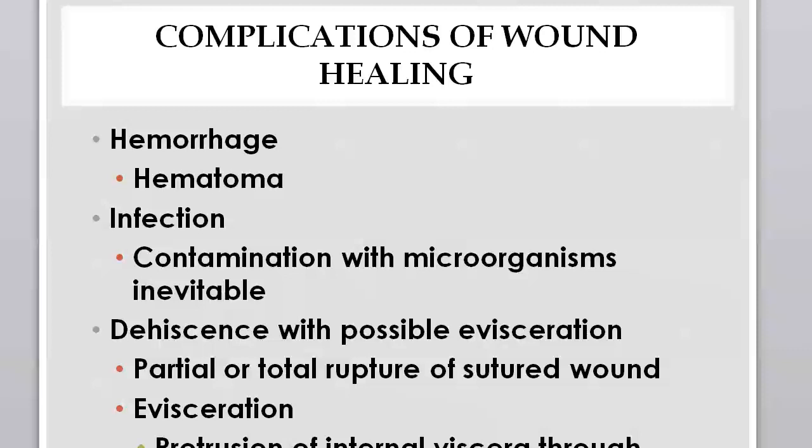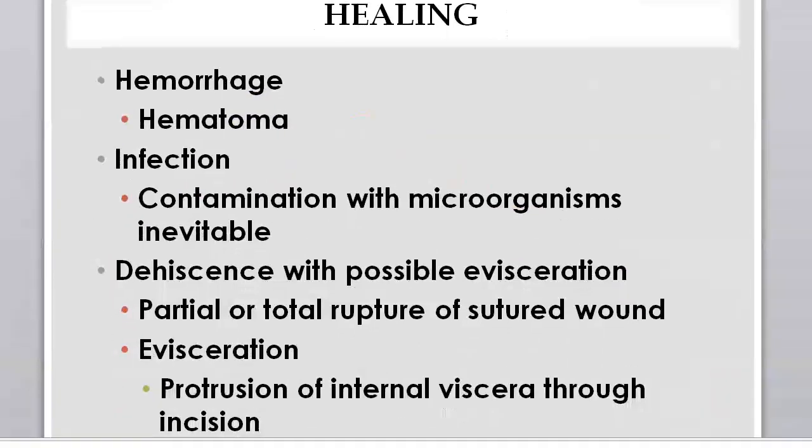And then we have certain other complications occurring with a wound. One of them is what we call dehiscence, with possible evisceration. A dehiscence is basically a partial or total rupture of a sutured wound. This might be, say for instance, someone has an abdominal type of surgery or an abdominal wound, where the below layers start to separate.